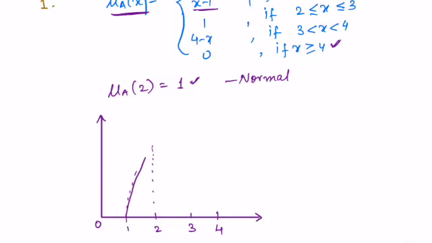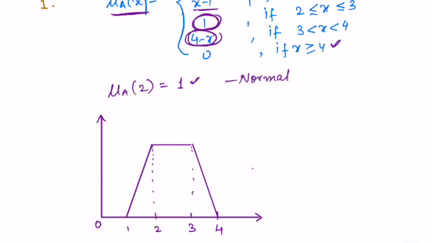So from 1 to 2, it takes value this. And then from 2 to 3, you can see it takes value 1. Let us make this dotted. It is taking value 1. And then from 3 to 4, it's taking value 4 minus x. Let us plot this. So we have this 4 minus x.